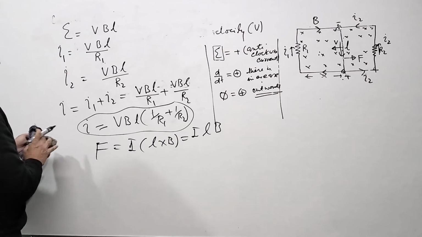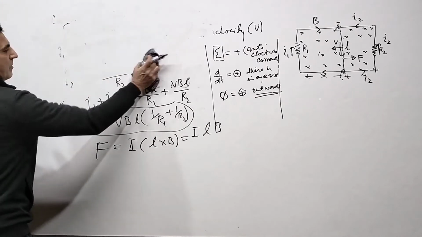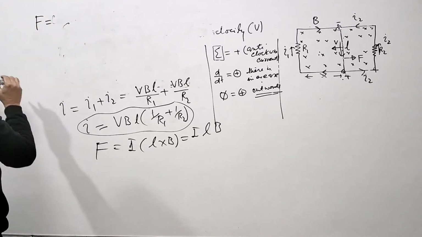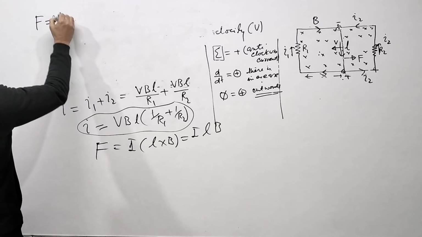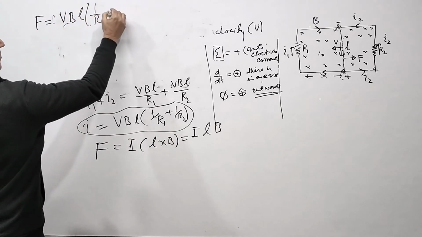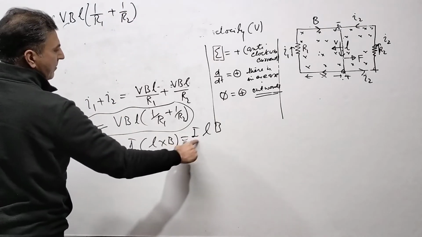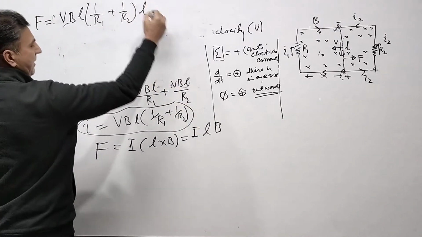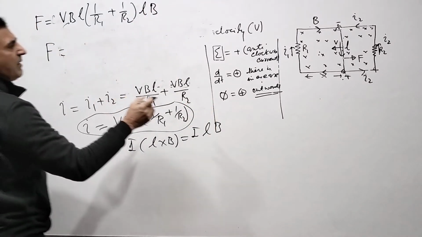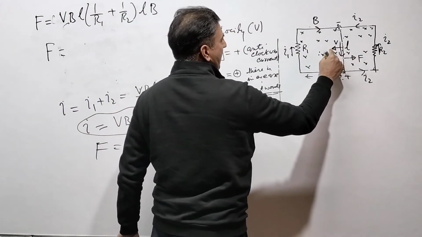So how much is the force? The force is F equal to, yes, what is I? That is VBL (1 by R1 plus 1 by R2). That is I. What is L? That is L again. What is B? That is B. Now what is the force on this slider in the back direction to keep the velocity of it constant?